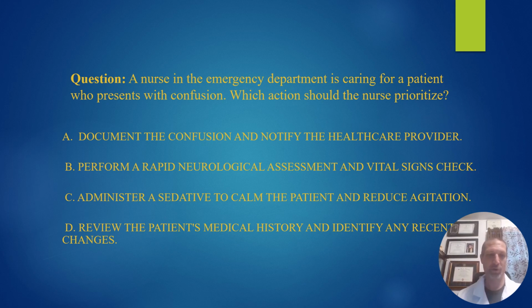All right, let's look at our answer choices. A, document the confusion and notify the healthcare provider. Okay, I'm not sure if we're going to consider that as a priority right now, but we'll hold on to that. B, perform a rapid neurological assessment and vital signs to check. All right. C, administer a sedative to calm the patient and reduce agitation. Or D, review the patient's medical history and identify any recent changes.